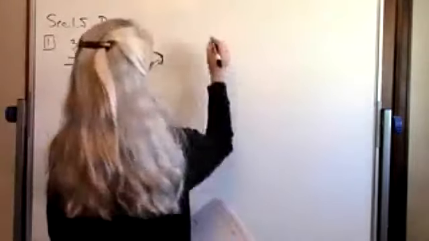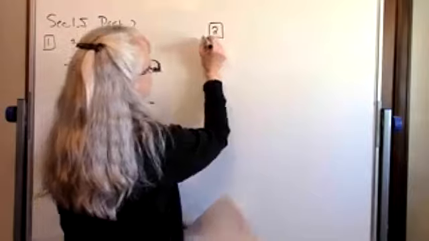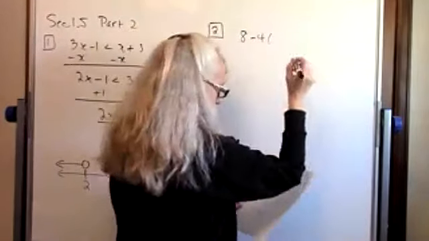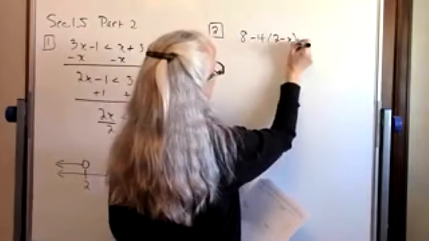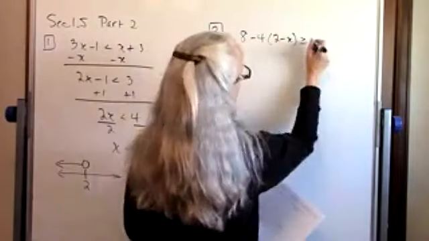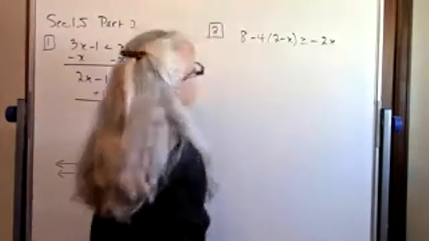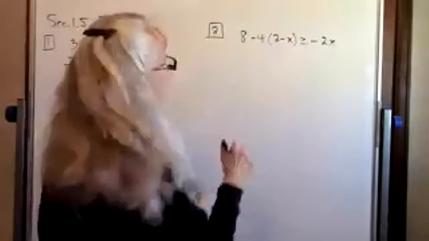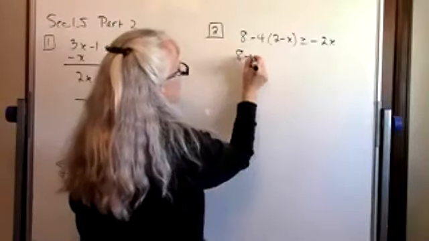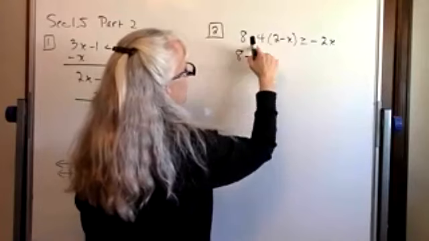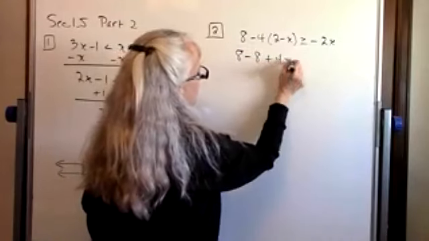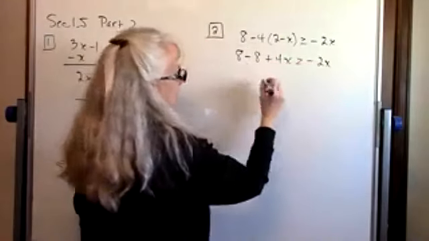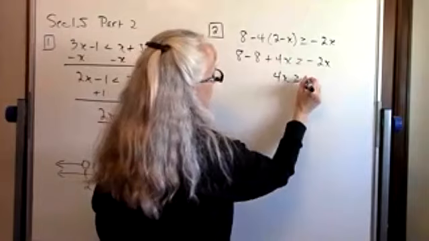Example 2 adds in some distribution. On example 2, we have 8 minus 4 times the quantity 2 minus x, greater than or equal to negative 2x. The very first thing we'll do this time is distribute, to eliminate those parentheses. So we're going to distribute in a negative 4. Be very careful. Negative 4 times 2 is negative 8. Negative 4 times a negative x is a positive 4x, greater than or equal to negative 2x. The 8 minus the 8 is going to cancel. I'll get 4x greater than or equal to negative 2x.